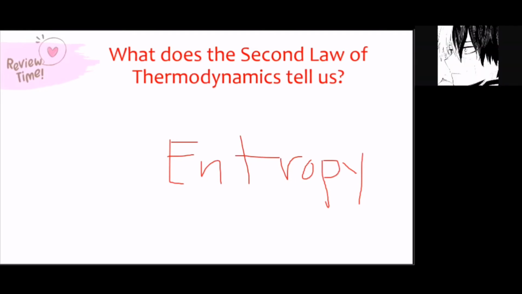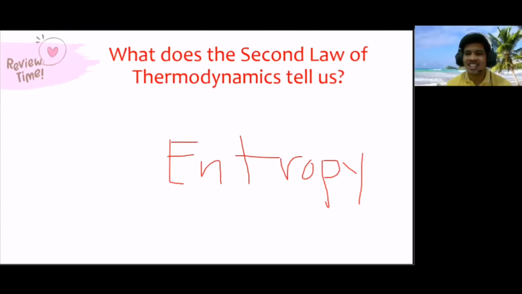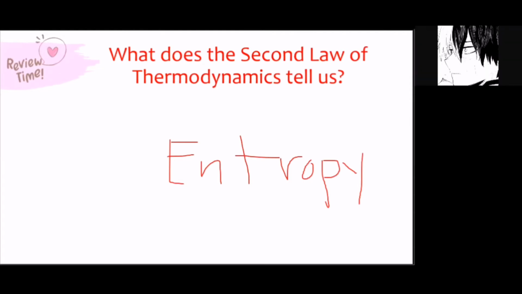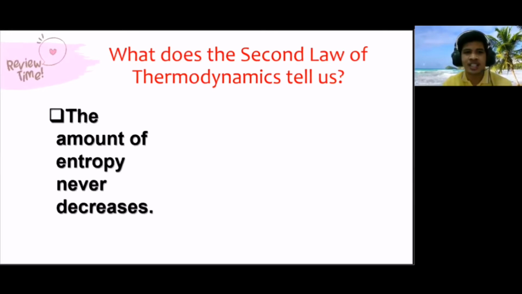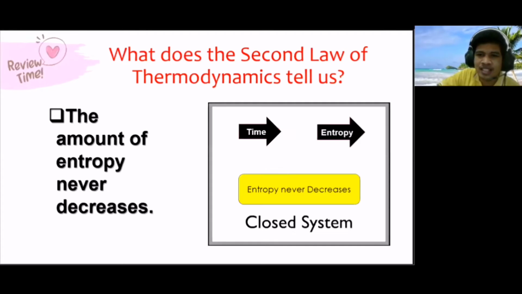Like disorder. It's the disorder of a system. That is correct. So entropy is the measure of the disorder in a system. All right, so the second law of thermodynamics tells us that the amount of entropy never decreases. It always increases.